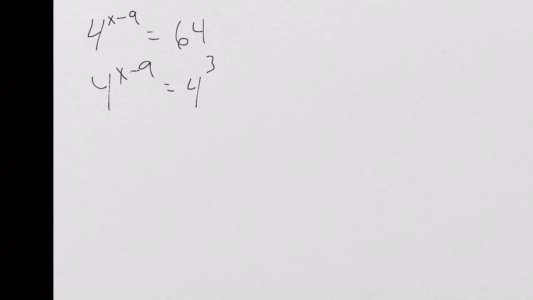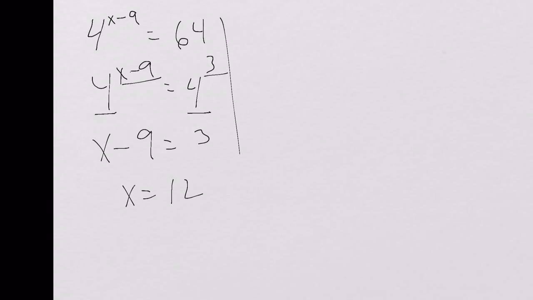And then, using this one-to-one, if my bases are the same, that means my exponents are the same. So I just have x minus 9 equals 3, and I solve for x.